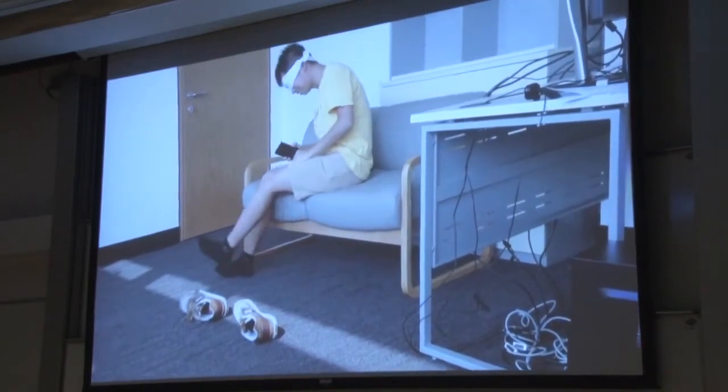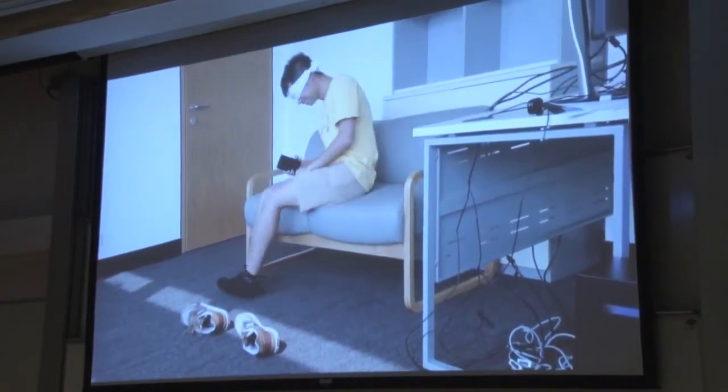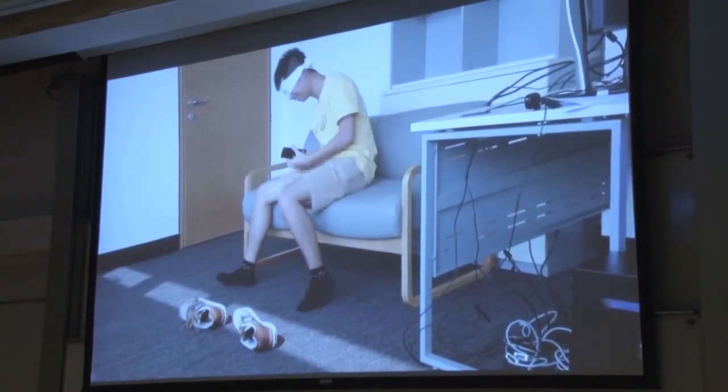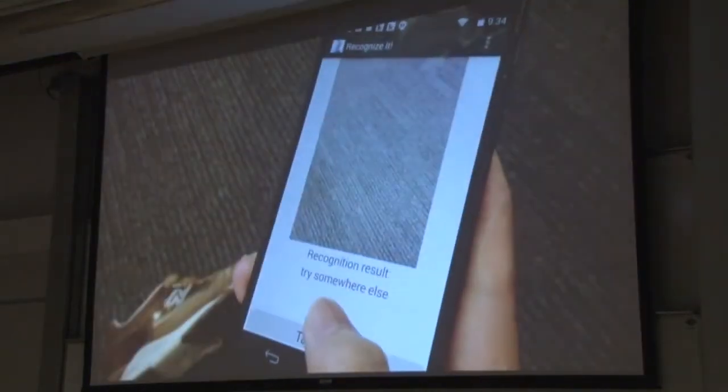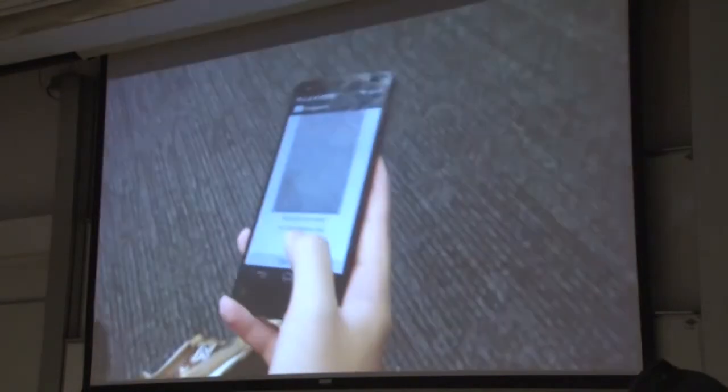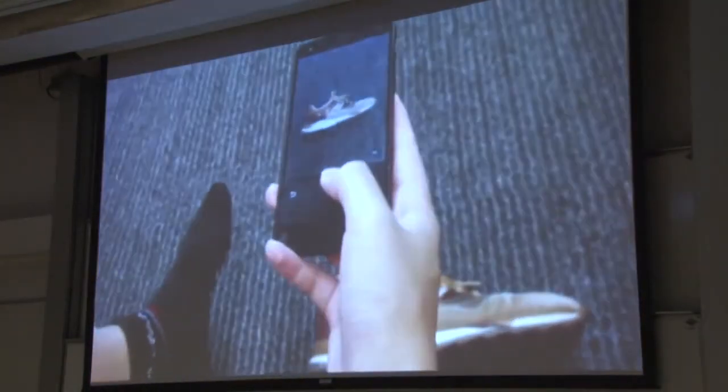Oh, where are my shoes? I think I asked you to help me. I am looking. Try somewhere else. Well, I need to try somewhere else. I am looking.